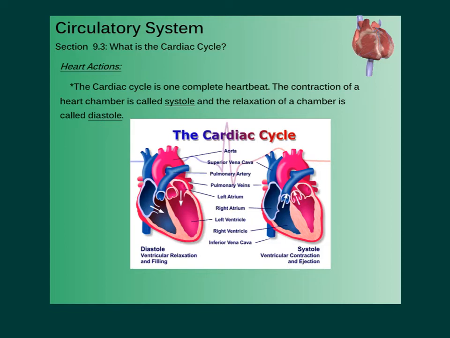So what I have for you guys to write down here is basically what the cardiac cycle is. And we consider that to be one complete heartbeat. The contraction of a heart chamber is called a systole, and the relaxation of a chamber is called a diastole. You might have determined this as the systolic over diastolic, or maybe you've heard it in its quantitative value, which is your blood pressure. Healthy blood pressure should be around 120 over 80.